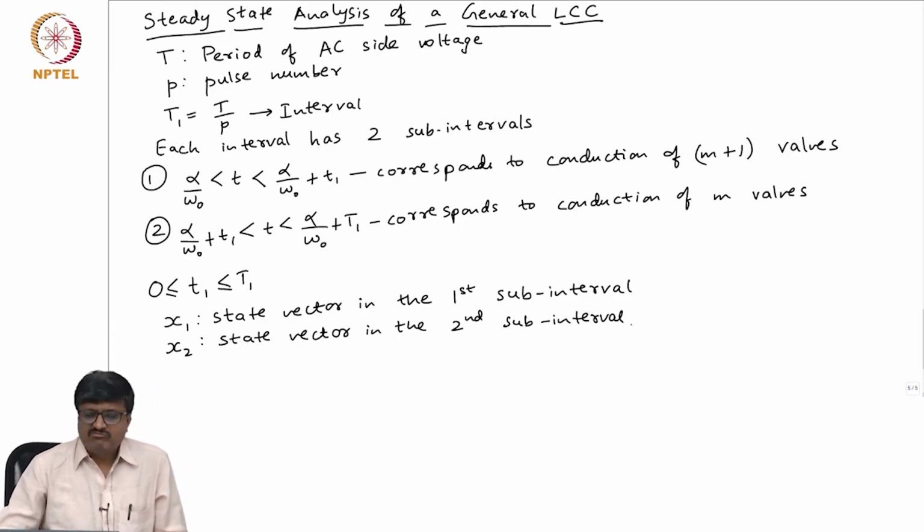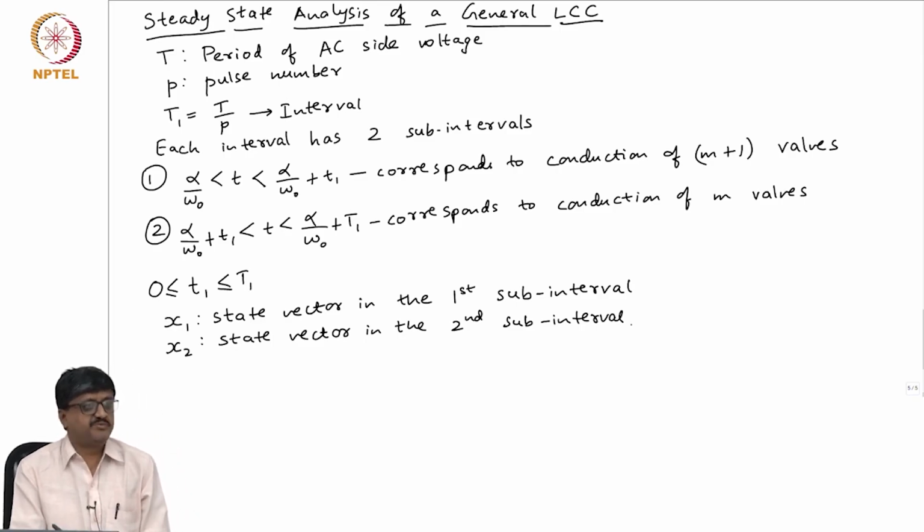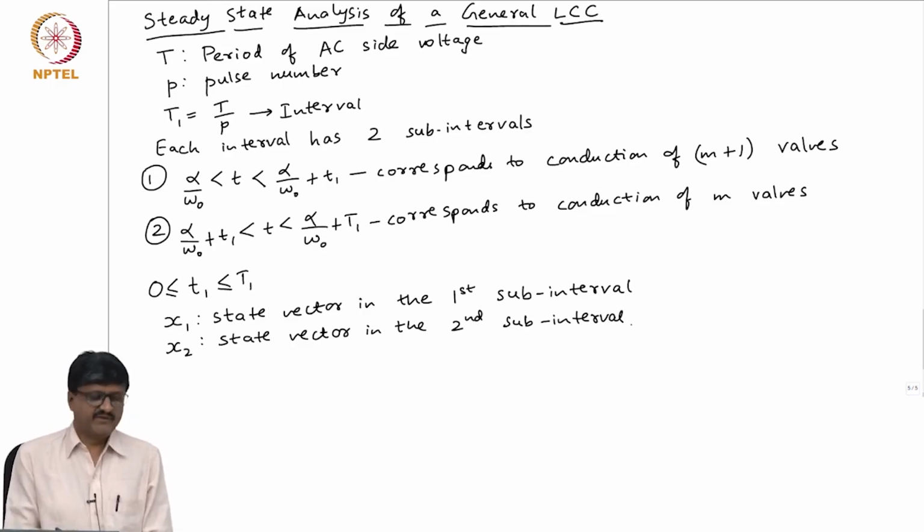Now, can we say anything about the relative sizes of x1 and x2? See, the state vector can be considered to be a column vector or a column matrix. So, what about the relative size of x1 and x2? Which one is larger first of all? x1 is larger or x2 is larger? Both are same.